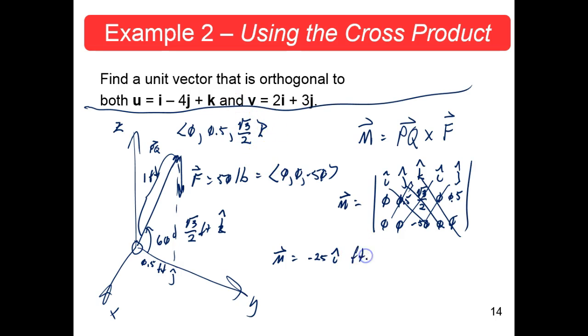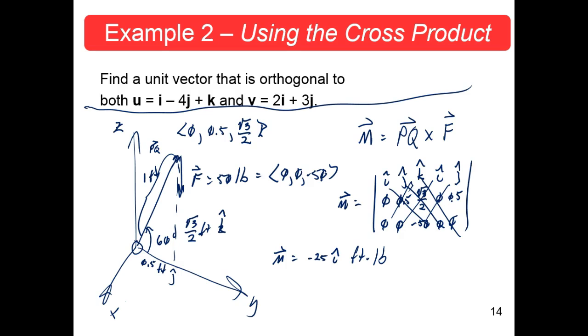This is going to be in foot-pounds because this was measured in feet, that was measured in pounds. Now, if you think foot-pounds, that's work, not the same. Torque is also measured in foot-pounds, but torque is a vector quantity. Work is a scalar quantity. Work is a dot product. Torque is a cross product. And that's exactly what they got, negative 25I.